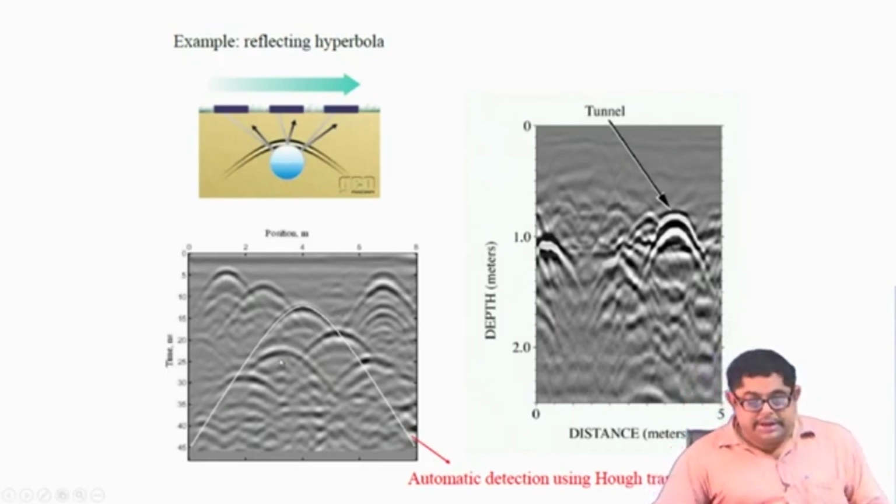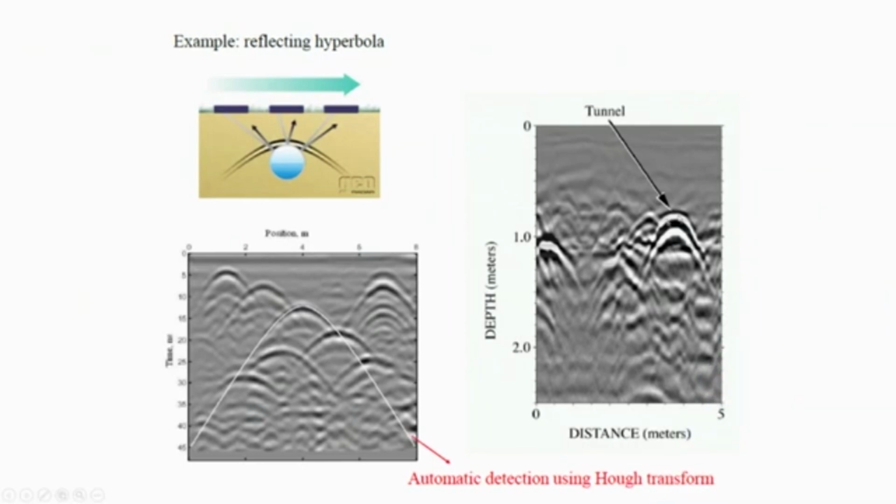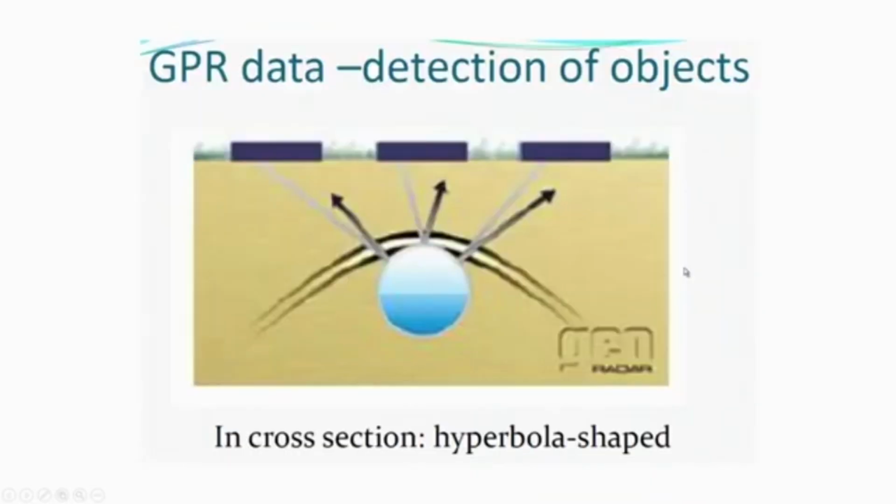Now, the question is that by looking at this I can find it. There are techniques by which, automatically, given a radargram, there are various transforms, Hough transform is one of them. It is an example of automatic detection using Hough transform, where you can find whether there is anything. This is basically a tunnel present here. So, GPR is detecting that.